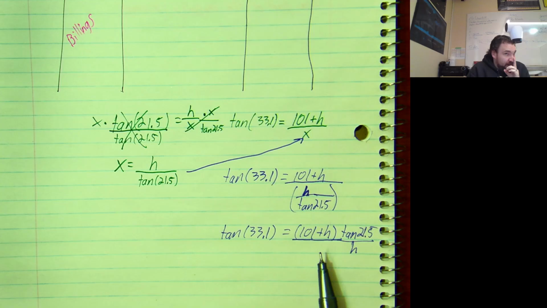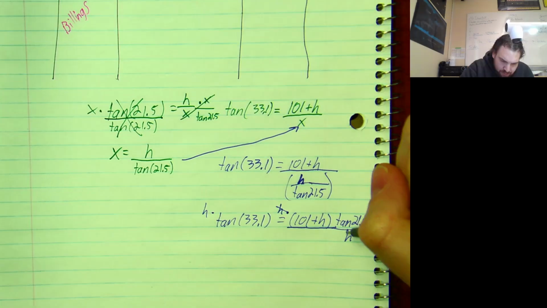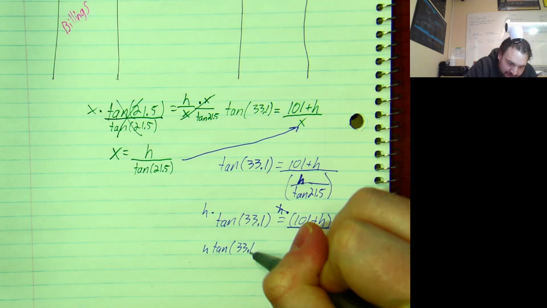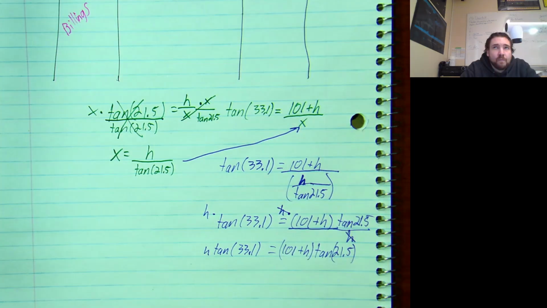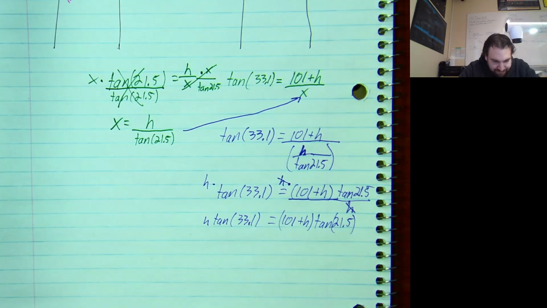We could multiply h on both sides. That would get it out of this denominator. That might help us. Getting rid of denominators is always good. So let's do that. I'm going to multiply h on both sides. We've got that. And now we have h tan 33.1 equals 101 in brackets plus h, close the brackets, tan of 21.5. Zaid, had we done what you wanted to do, that would have been a great example of seeing that didn't work and then me having to start over.